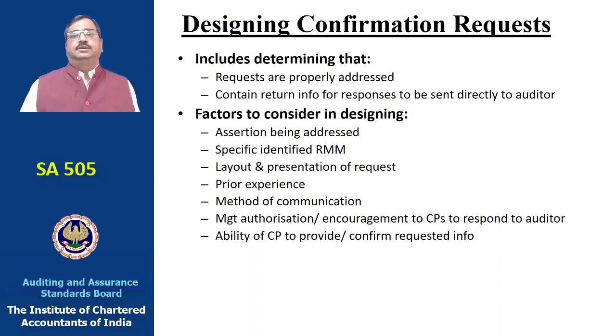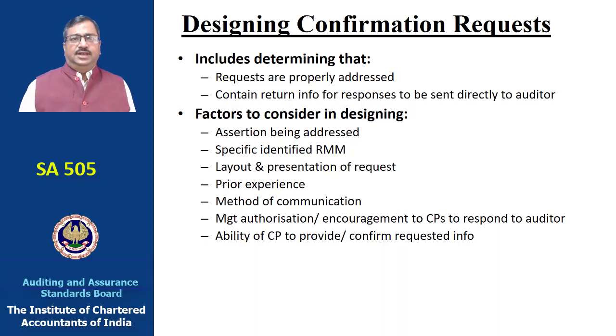identified risk of material misstatement. So where the auditor feels that there is a risk of material misstatement, he should ideally say that, if at all the statement of accounts is attached, you can compare that with your books of accounts and give your statements as well. So if there is any difference in the balances, it can be easily noticed by the auditor sitting at the auditee's place. Then layout and presentation of the request.